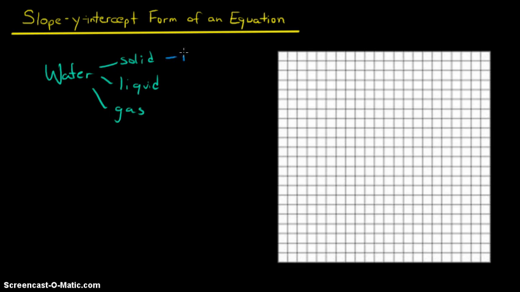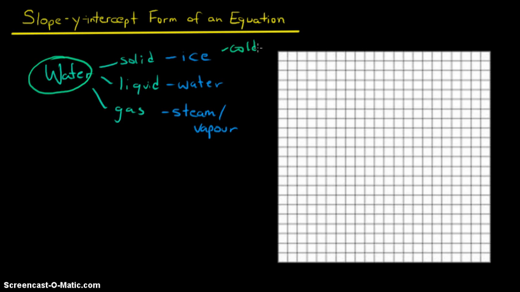We call it ice, water, maybe we call it vapor or steam, something like that. Now the thing to remember about all these forms of water is that they're all water. All of them are water, but they all have different properties. So ice, we know, is definitely cold. Steam is hot, and water is somewhere in between.